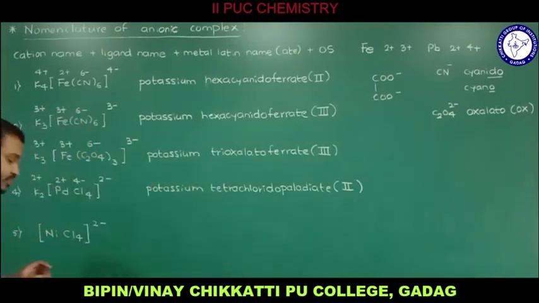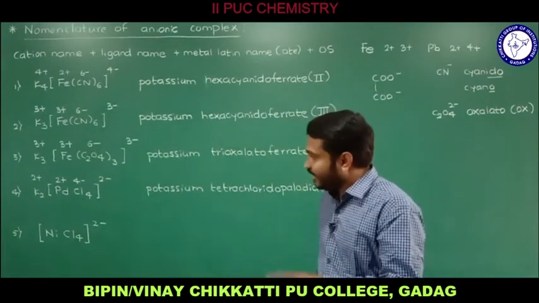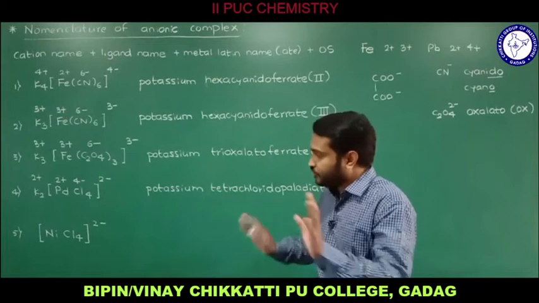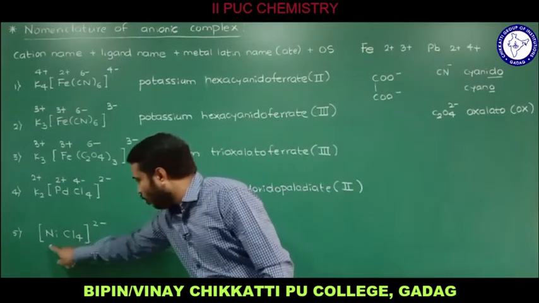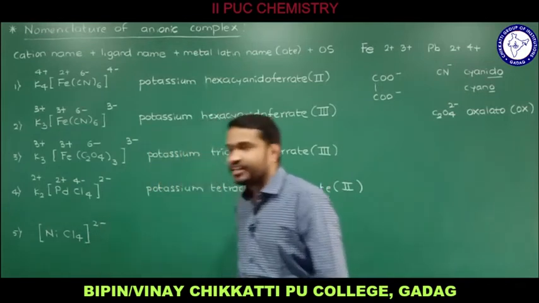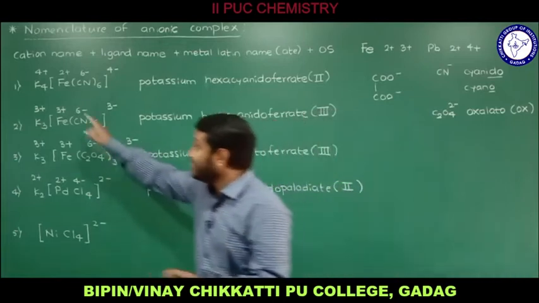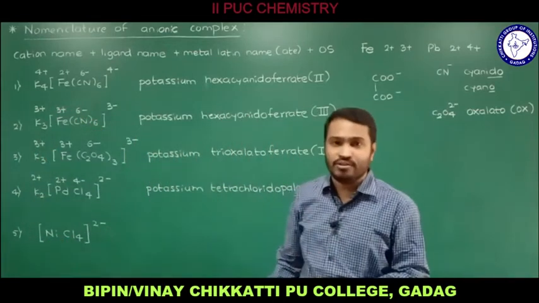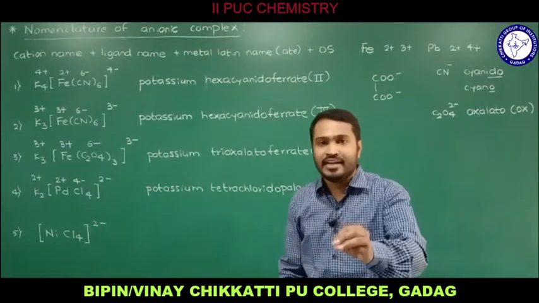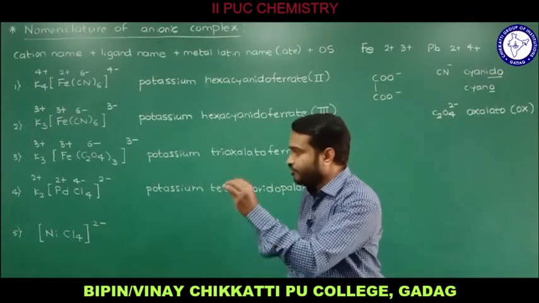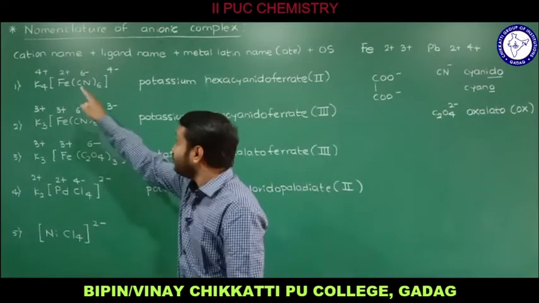Now I consider example 5. Just observe that example 5. We have [NiCl4]2-. Now you can easily say coordination sphere has a negative charge, therefore anionic complex it is. But the only thing is, in the previous examples we have counter ions, cations, but here we don't have any counter ion cation. In that case, if we don't have a cation, leave that. So directly I don't mention the cation name.